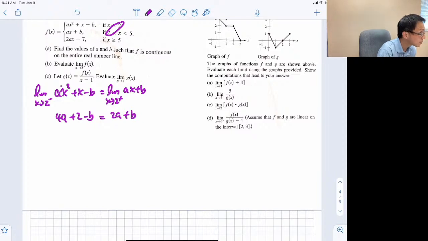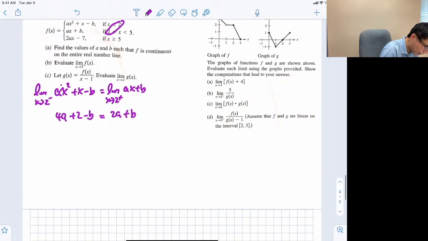Does that make sense? Yes. So then I subtract the 2a over, so it'll be 2a. And I subtract b to get minus 2b. And I move 2 to the other side, it will be negative 2. Sean, you okay? Did you get this one right, Sean? Yeah, I got this one.